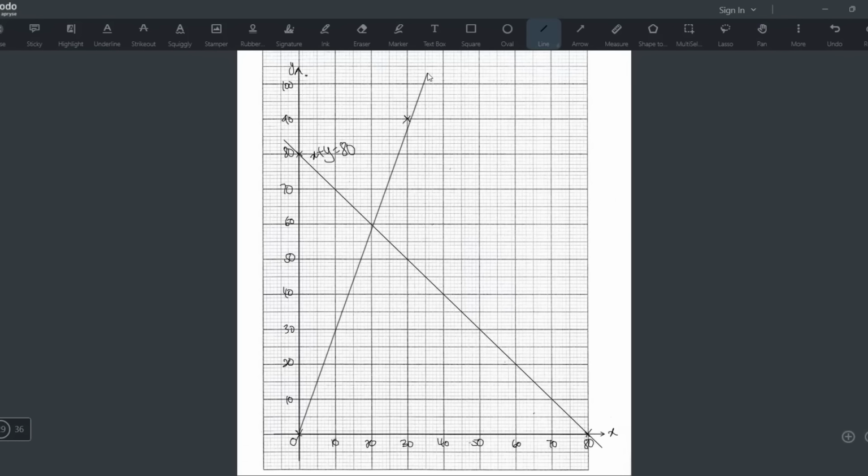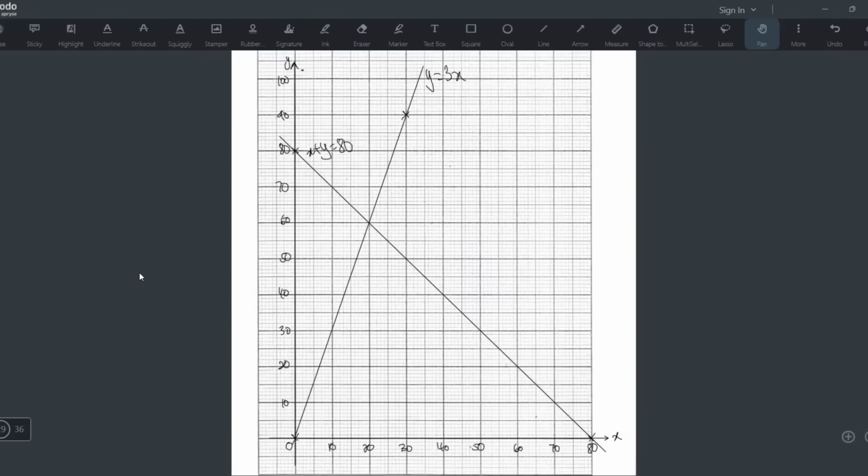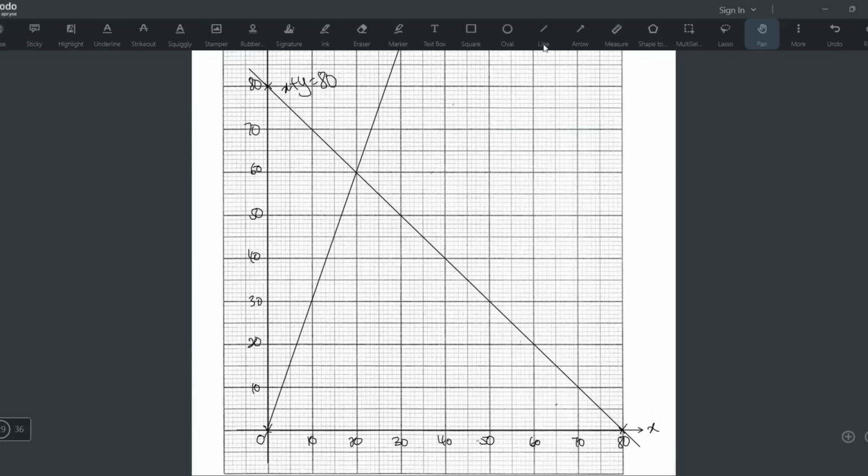And then write the equation Y equals 3X. Okay, sudah siap. Okay, finally the last line is Y equals 20, right? For the Y equals 20, you don't need to cari point because it's not a slanted line. It's just go to Y, cari 20, and then just draw a horizontal line. So this is the Y equals 20 line. And it's a solid line also.